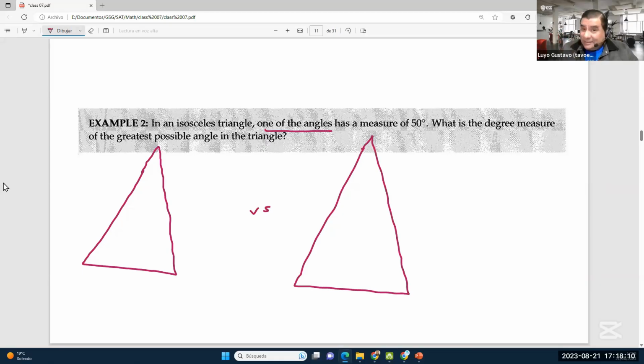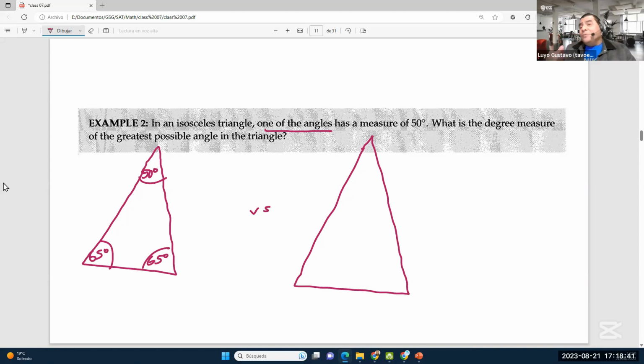Let's imagine that 50 degrees is the measure of the angle different from the other two. So here it would be like this. And because the other two have to add up together with 50 to 180, the sum of these two others would be 130. So each of these would have to be 65 degrees. That is one possible scenario.